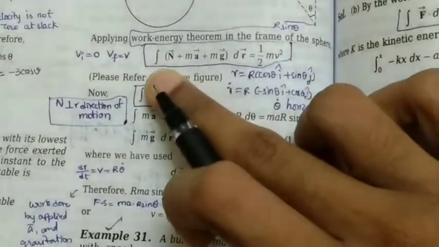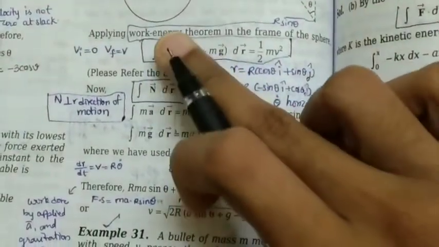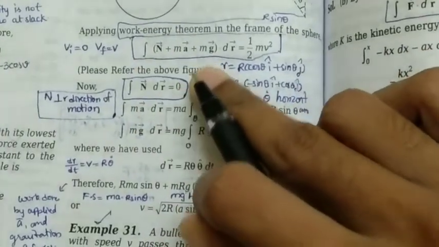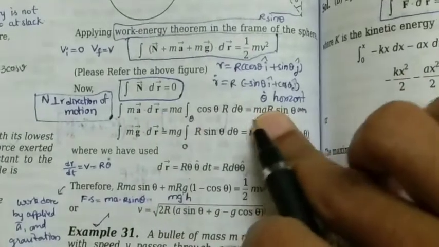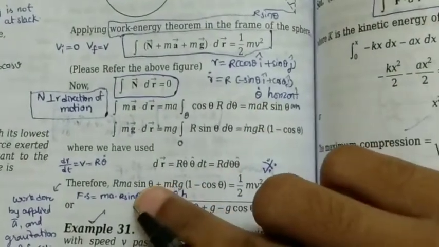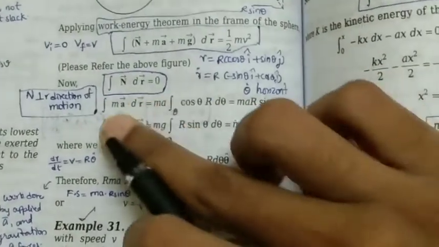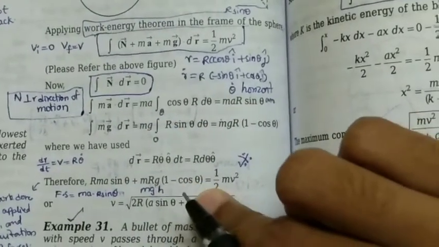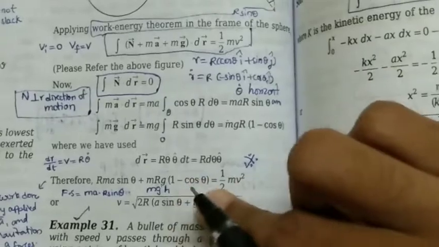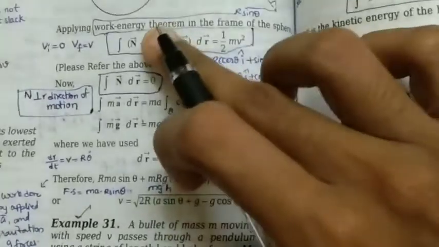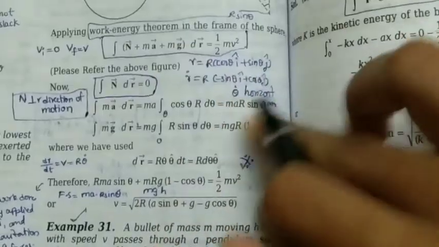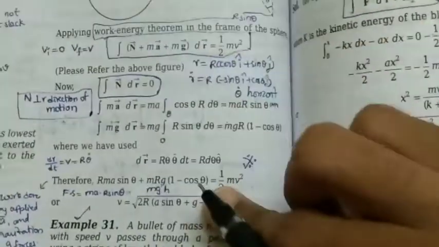Therefore, out of the three terms, the normal force term would be 0, and we have m a dot dr, which gives m a R sin theta, and again mg R into 1 minus cos theta. So out of these three terms, the normal force term is 0, and adding these two terms gives half m v square.